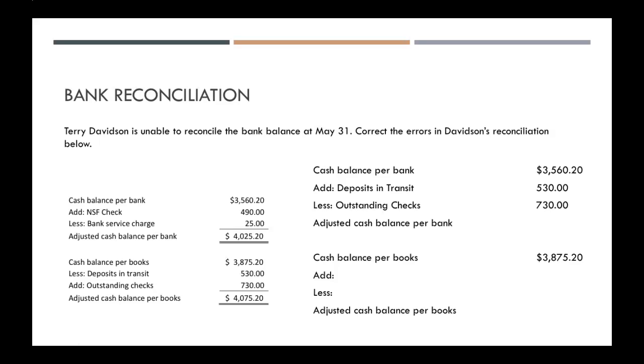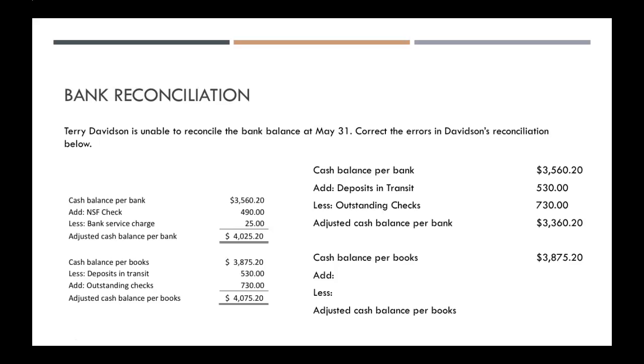Then we need to find our adjusted cash balance per bank. So we start off with our $3,560 for our cash balance, add in our deposits in transit, subtract out the outstanding checks, and we see that the adjusted cash balance per bank is $3,360.20.